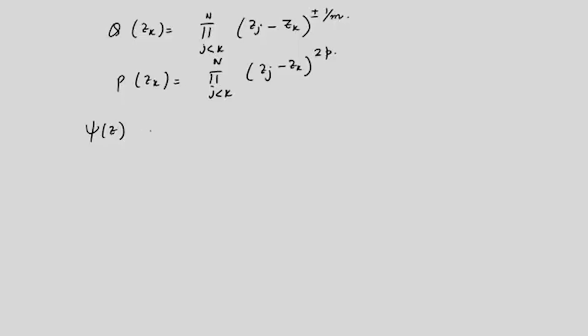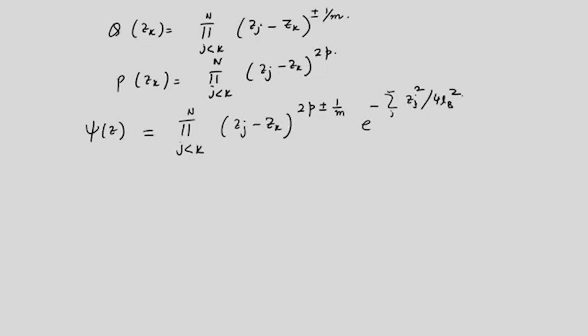So, the total psi of z becomes the product over j less than k, going to m, of (z_j minus z_k) to the power 2p plus or minus 1 over m, and then of course that Gaussian factor will be there: exponential of minus the sum of |z_j| squared divided by 4 l_B squared. Okay. So, that is the form of the excited state wave function. m is still an odd integer, which is what Laughlin had said.